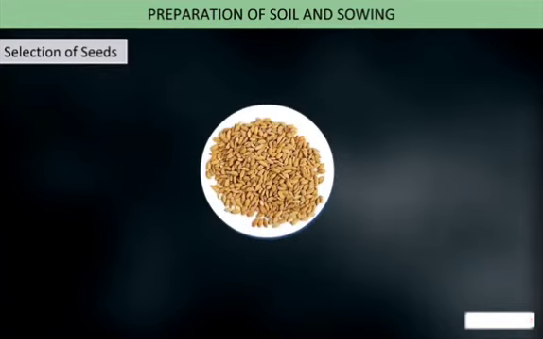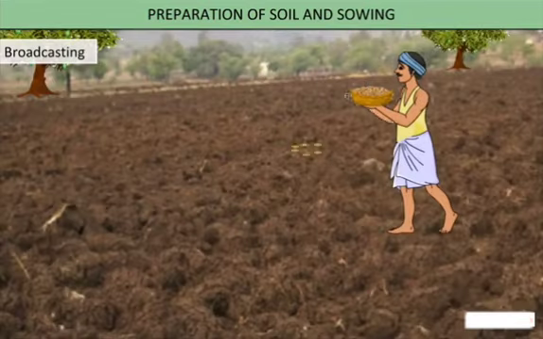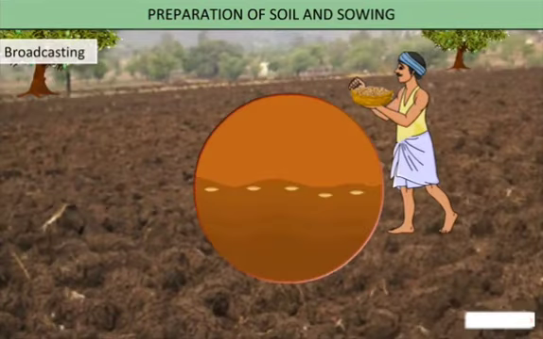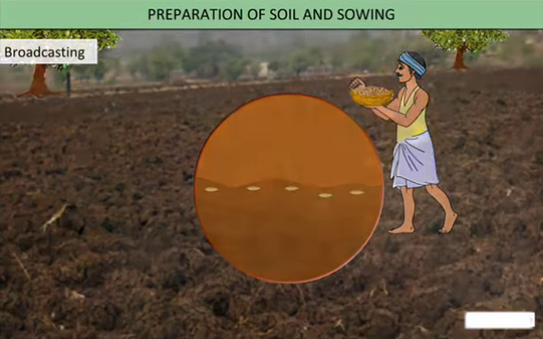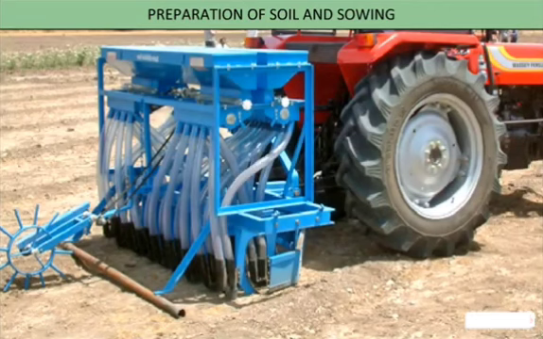Selection of seeds involves precaution, as the seeds should be healthy and disease-free. Seeds should be sown at the right depth and at a distance from each other. Sowing of seeds manually is known as broadcasting. They are also sown using a seed drill.